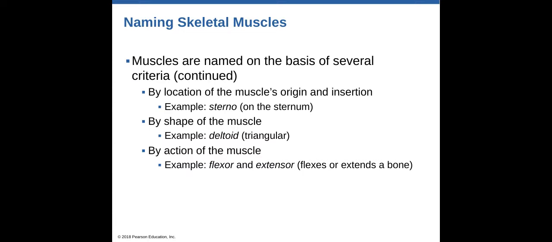And then some more examples here, like location of the muscle's origin and insertion. So sterno, you'll see named, it's on the sternum, so that's where that name came from. By the shape of the muscle, deltoid means triangular, and it's a triangular shape. And then by action of the muscle, it could be named flexor or extensor, flexes or extends the bone.